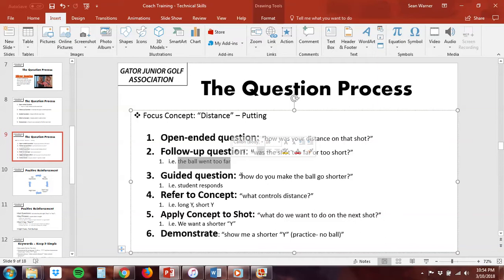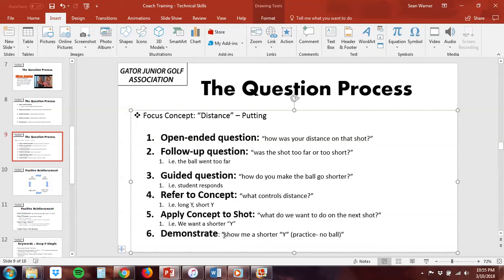So how do you make that ball go shorter? The student will respond with whatever, and what you're trying to get out of them now is to refer back to our concept. What controls our distance? Then we go long Y, short Y. We're going to apply this to the next shot. How do we fix it? What do we do on the next shot? We want a shorter Y. Now, show me that shorter Y without a golf ball.